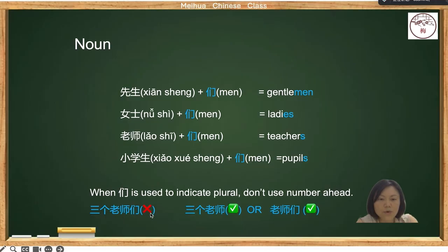For example, it's wrong to say 3个老师们, 3 teachers. In English, it sounds reasonable, but in Chinese, we don't say it in this way. Instead, if we know the number, we just speak out the number, 三个老师, and we use the singular form, or we use simply the plural form. If you know the collective measure word that I'm going to explain later, you can use the collective measure word, but never use the concrete number here.